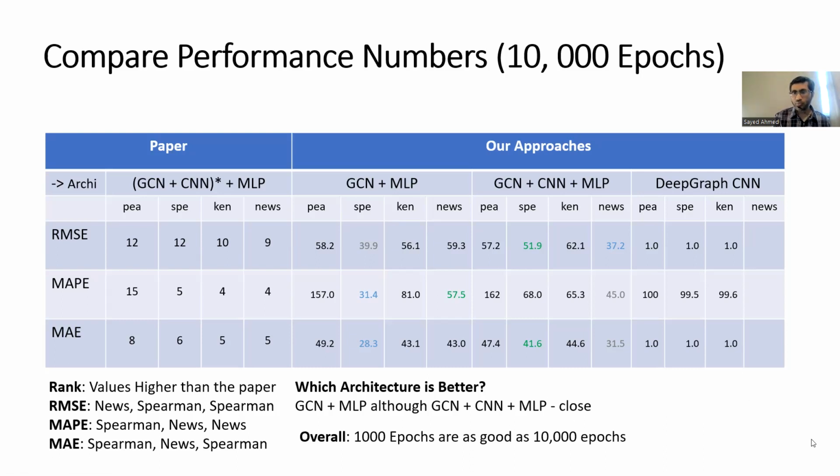And in terms of how many epochs, 1000 epochs are usually as good as 10,000 epochs, although 10,000 epochs works better for the GCN plus CNN plus MLP, right?